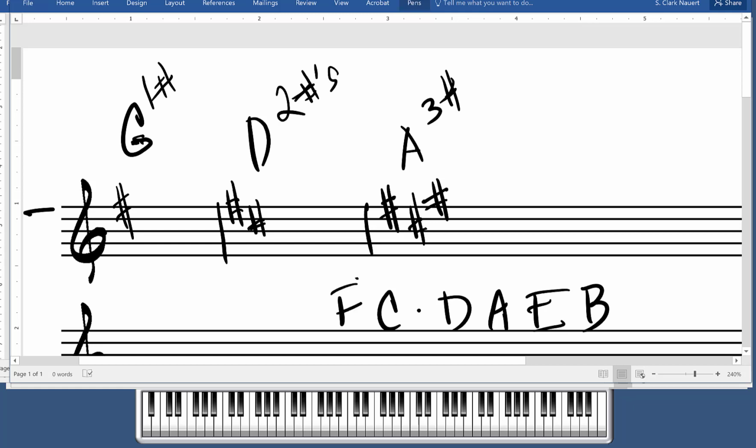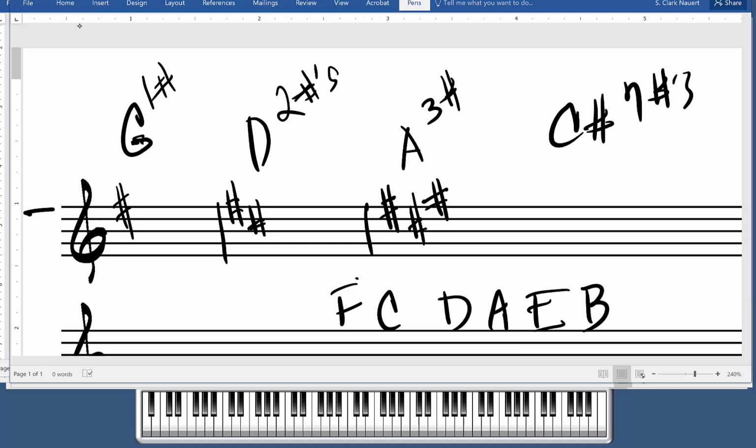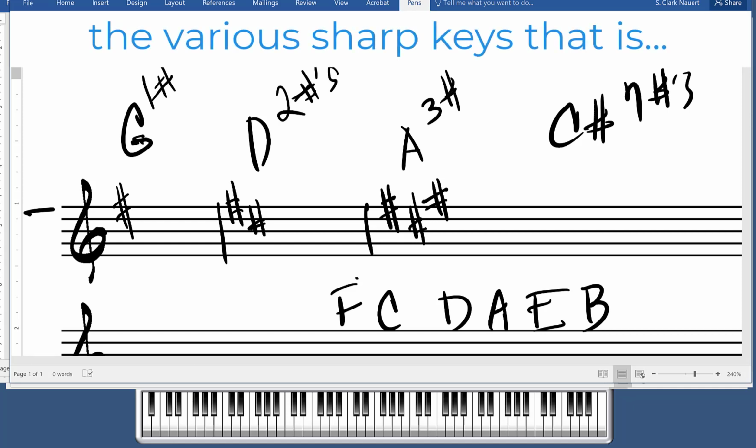All right, so I'm going to cut to the chase and go to the key of C sharp. The key of C sharp has all 7 sharps. Here's how you write this pattern down. Here's the pattern that, if you can remember it, then you've got the pattern for all of the various keys.